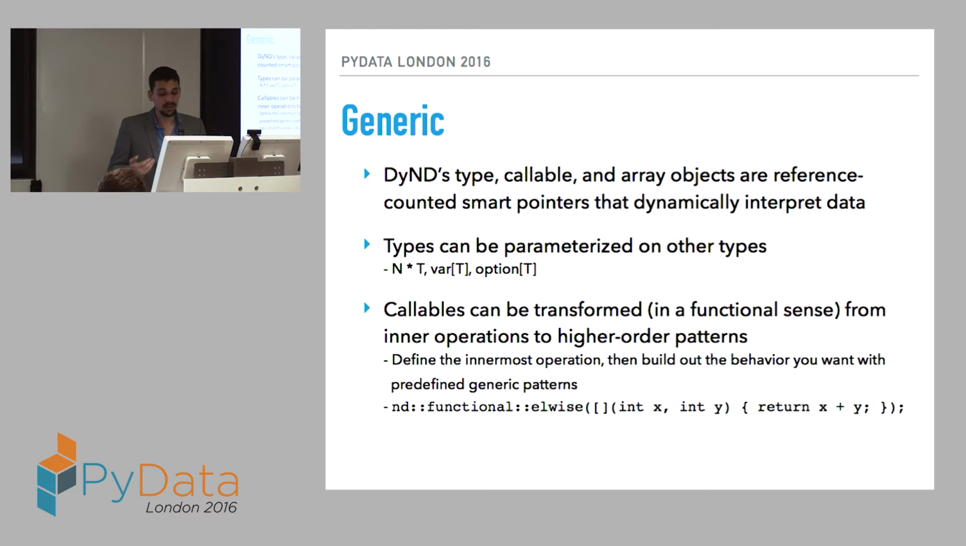So I also feel DyND is generic. So we have these 3 objects I mentioned earlier, which is that we have this type, this callable, and this array object. And these are simply reference-counted smart pointers in C++. And if you don't know what that means, it doesn't matter. But if you do know what that means, that's sort of like modern C++.